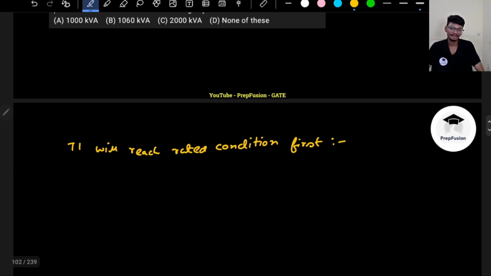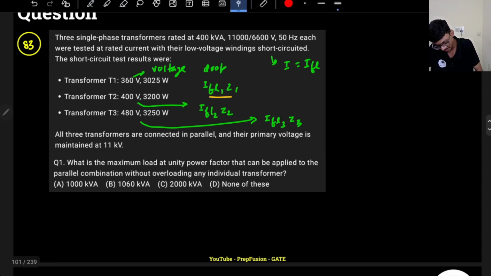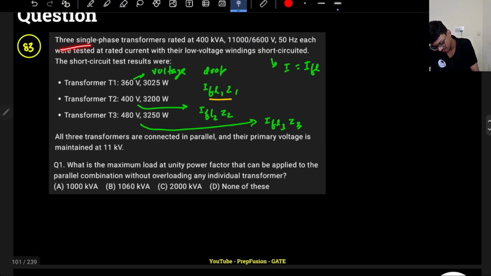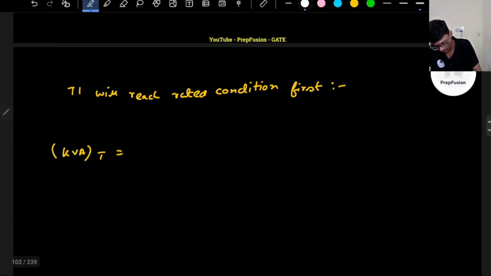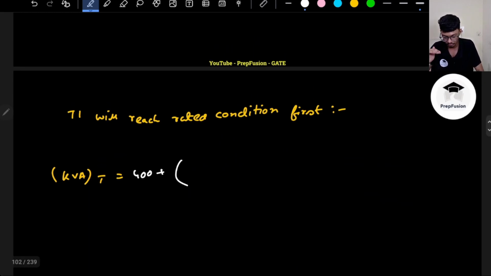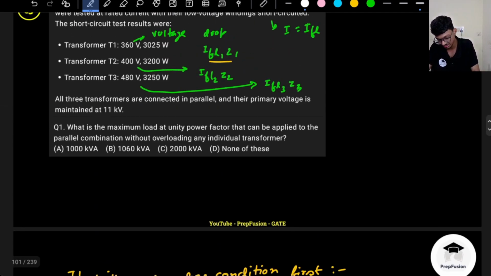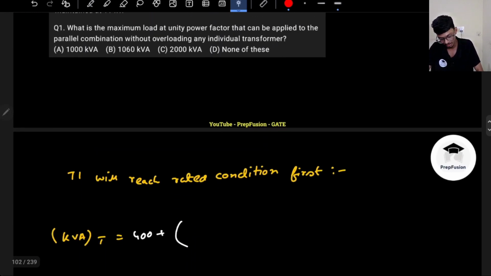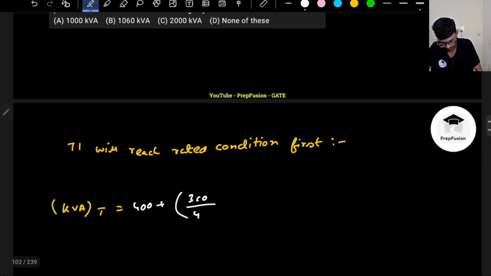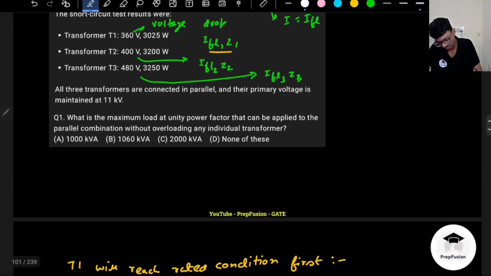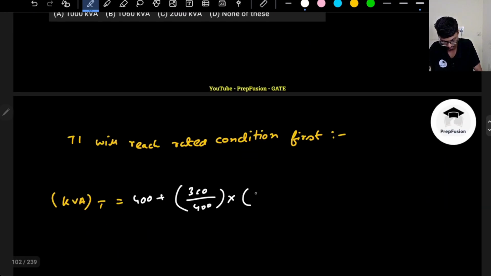So if T1 reaches rated condition first, what will be the overall kVA rating? Total kVA rating will be, T1 has reached rated condition. What is the kVA rating of T1? They've given me T1 has 400 kVA rating, right? All 3 transformers are rated at 400 kVA only. So it will be 400 kVA plus the second transformer. For the second transformer it will be the drop of the first transformer, that is 360, divided by the drop of the second transformer, right? So 360 divided by 400 into the kVA rating of the second transformer, which is the same, all the transformers are identical.